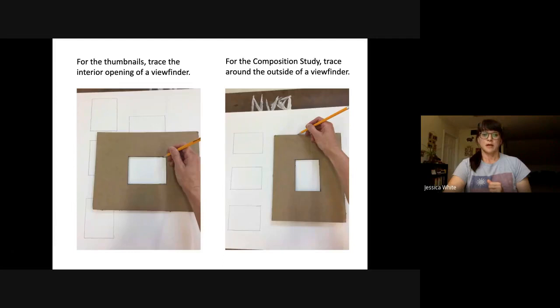So for the thumbnails, what you can do is trace the interior opening of a viewfinder. This is a viewfinder right here, and the size of the thumbnail can just be the size of that interior of the viewfinder. So you can see I've already put a few on the page here. For your composition study, for the bigger, larger drawing, you can just trace around the outside of a viewfinder. All of these proportions are the same in these viewfinders and on your 18 by 24 paper.